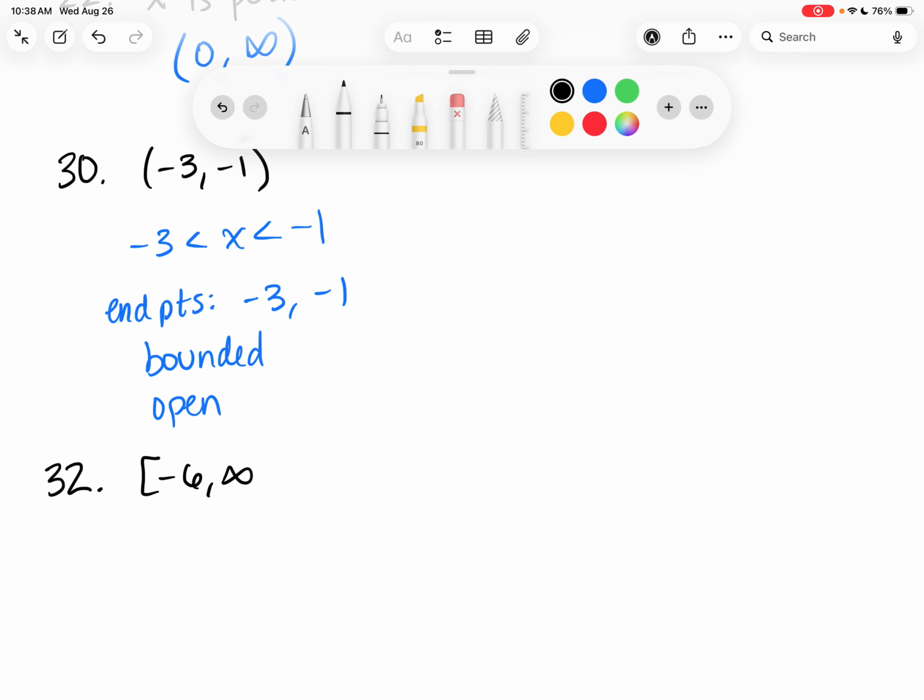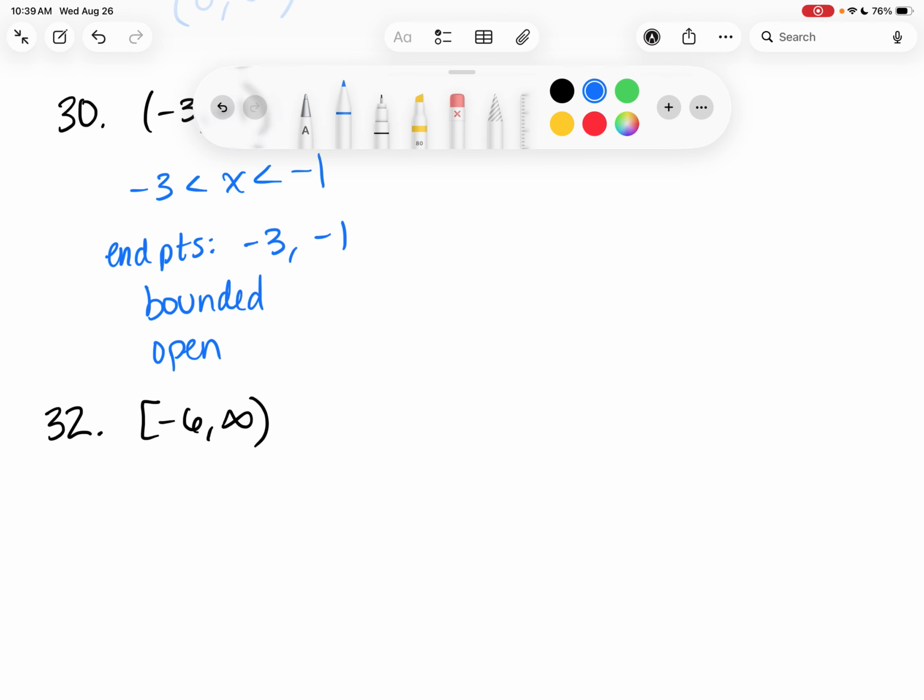Awesome. All right. Next one. A bracket -6 to infinity. So first I need it in inequality notation. -6 is less than or equal to x, which is less than infinity. Okay, so you can do that, or you can just say x is greater than or equal to -6. Either way is fine. The way you said it would absolutely work too.